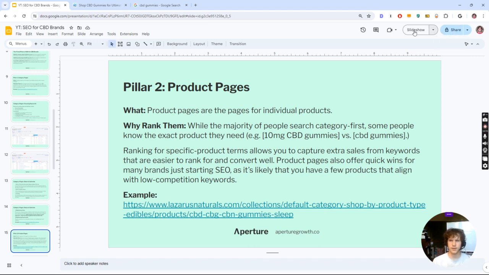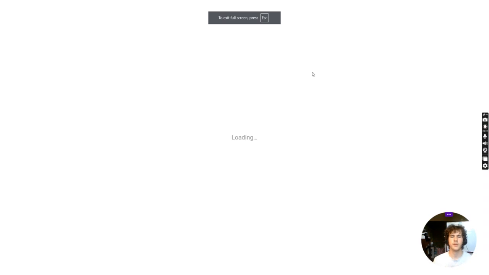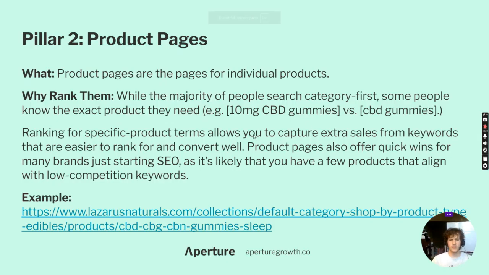Next, let's look at product pages. Product pages are the pages for your individual products. Most people search for the category first, but some people know what they need and they're going to look for it. Optimizing your products for these specific search terms allows you to get extra sales. Also, because these are more specific terms and people already know what they need, if you can match your product to a keyword, you'll usually see a pretty good conversion rate on that product because they're ready to buy. So you can show up and get those sales.